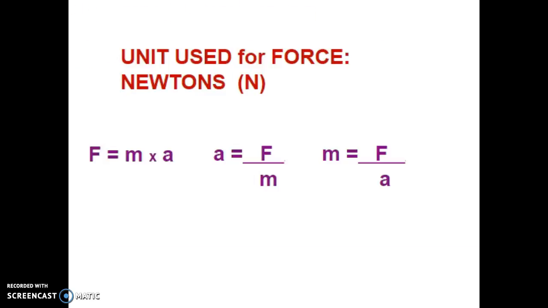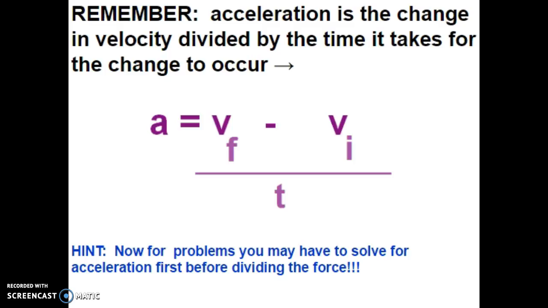So again, the unit that we use is called the Newton, named after Isaac Newton himself, so that's a capital N. So these here are the three different ways that our acceleration equals force over mass equation can be played, depending if you want to find a force, an acceleration, or a mass. Now remember, we also can calculate acceleration by taking final velocity minus the initial velocity over the time. So now for some of our physics math problems, you may have to solve for acceleration first before dividing by the force.